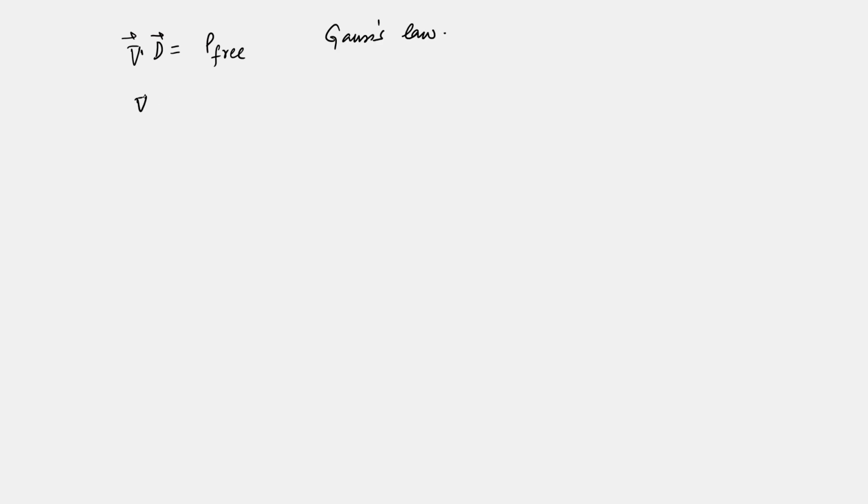And curl of E is equal to minus ∂B/∂t. This is called Faraday's law, as we just saw, along with a sign that is given by Lenz's law. And divergence of B equal to 0. That is an important equation.